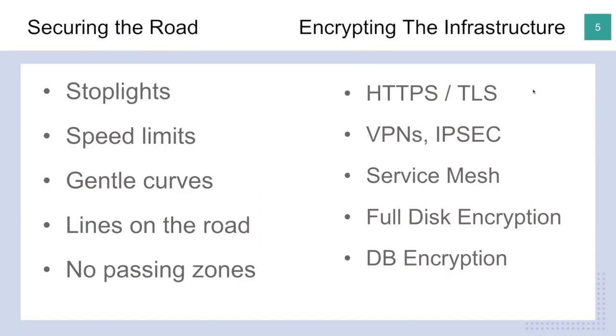And when we think about encryption or security on the infrastructure, we think about things like HTTPS and TLS, VPNs and IPsec, service mesh encryption, full disk encryption, database encryption. These are the kinds of infrastructure layer encryption. And frankly, that's what most people are familiar with and what most of the time we do when we're encrypting and securing systems using cryptography.